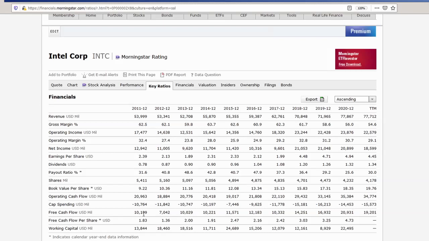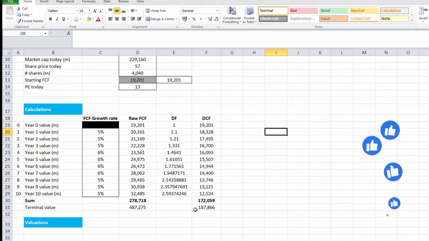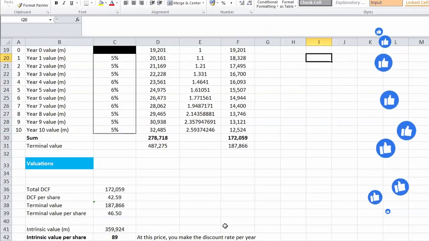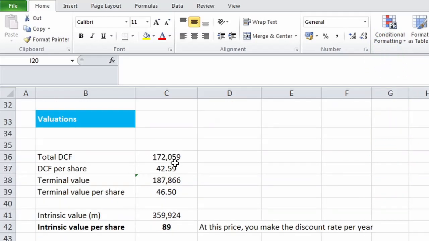You might choose to take an average of several years worth of free cash flow to get a representative conservative view. If the company is growing over time, you are going to kind of lower your starting point, perhaps unnecessarily so. I'm happy that 19 billion is a good number to use for Intel for free cash flow, so I've used that. And yeah, I've had a fiddle around with a couple of the growth rates, and what we see is the valuation now.